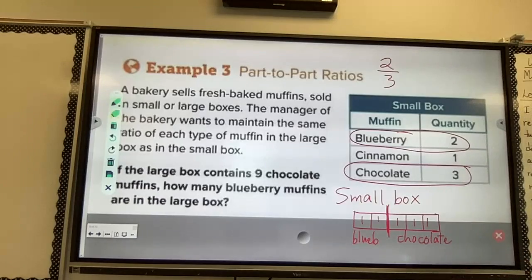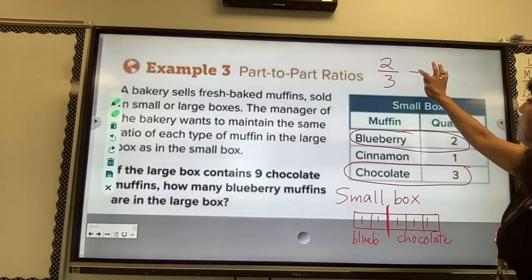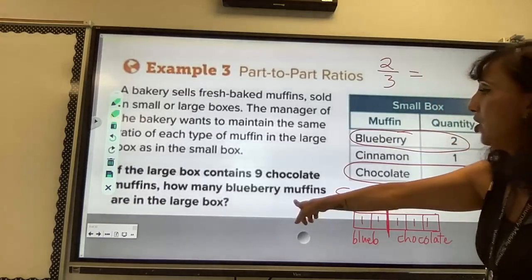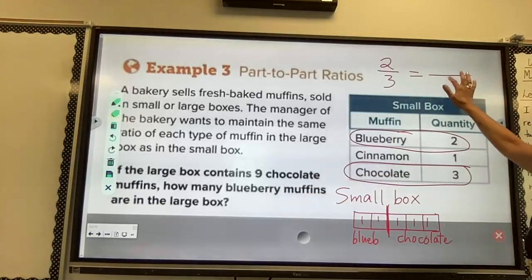Okay, and then as you can see, my ratio is what? We have a ratio of blueberry muffins to chocolate muffins, which is 2 to 3. For every 2 blueberry muffins, there are 3 chocolate muffins. And then you use the same ratio to find the number of blueberry muffins in the large box. Okay, so this is the small box. And then in the large box, it says I have a total of how many chocolate muffins? I have 9.